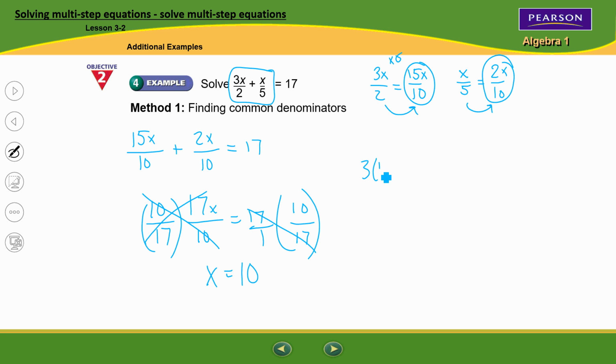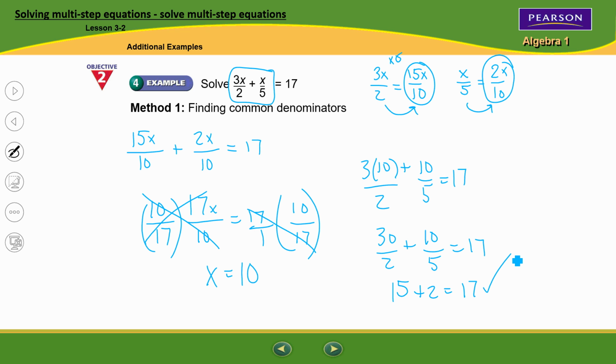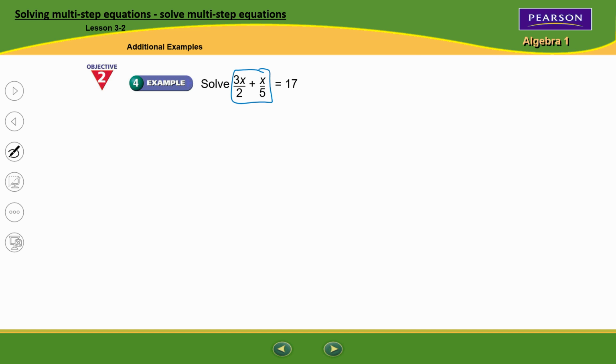Quick check. 3 times 10 over 2, plus 10 over 5 equals 17. Let's see. 30 over 2 plus 10 over 5 equals 17. 15 plus 2 equals 17. So that worked out beautifully, even though I had all that trouble with the board. But like I said, y'all, we're kind of winging it. We're making this up as we go. And we're going to be okay when we do that.